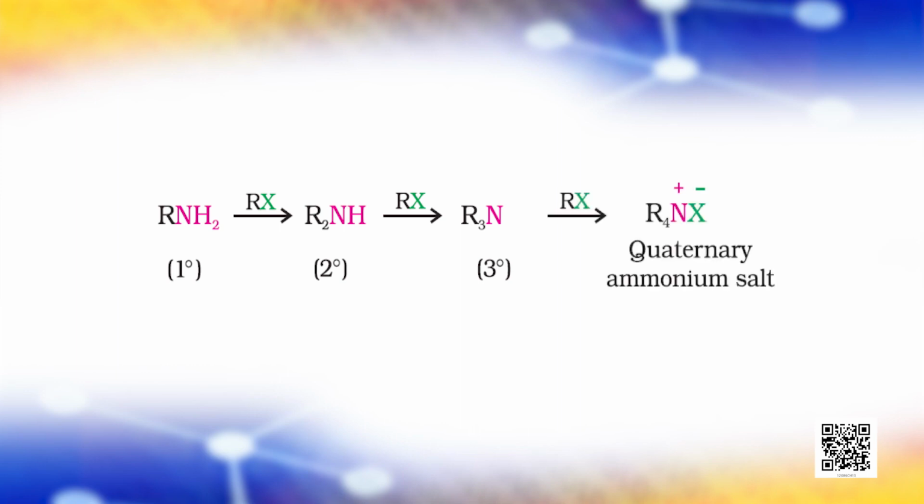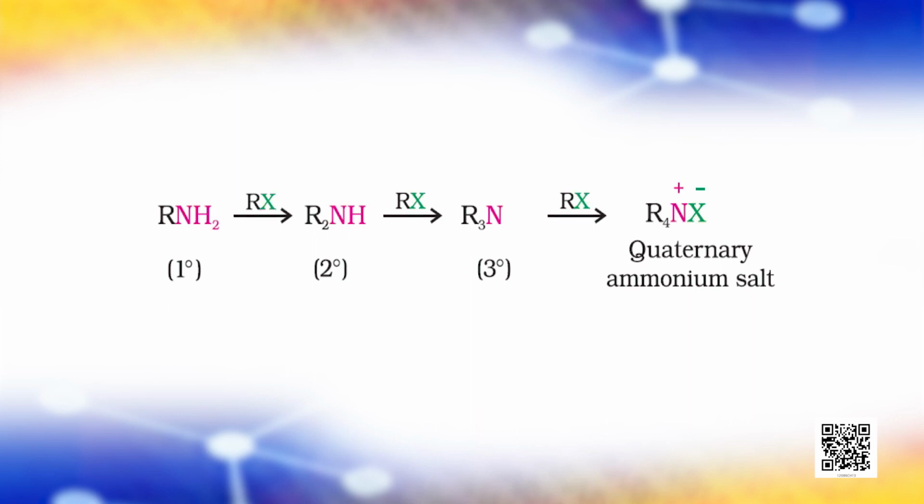The reaction is carried out in a sealed tube at 373 Kelvin. The primary amine thus obtained behaves as a nucleophile and can further react with alkyl halide to form secondary and tertiary amines, and finally quaternary ammonium salt.